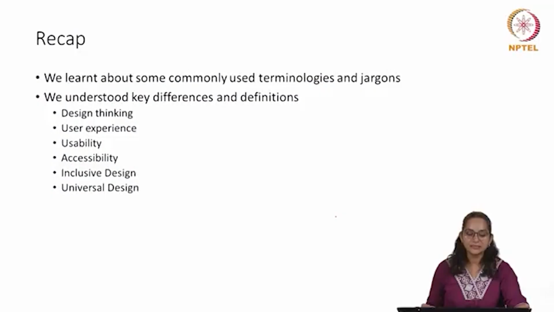So just a quick recap of the topics that we discussed in the previous lecture. We learnt about some commonly used terminologies, the jargons around accessibility, digital usability, user experience design, etc. And we understood key differences and definitions amongst those jargons. Most of the common topics that we discussed revolved around design thinking, user experience, usability, accessibility, inclusive design, universal design, etc. You can refer to the previous video if you want to know more about these topics.